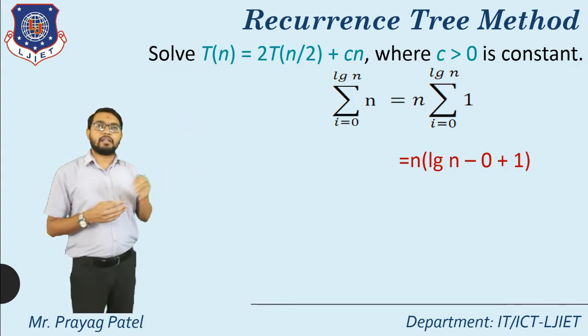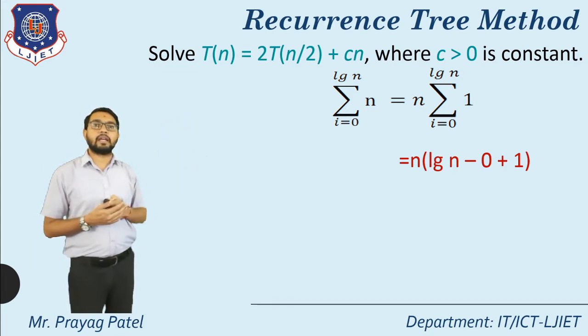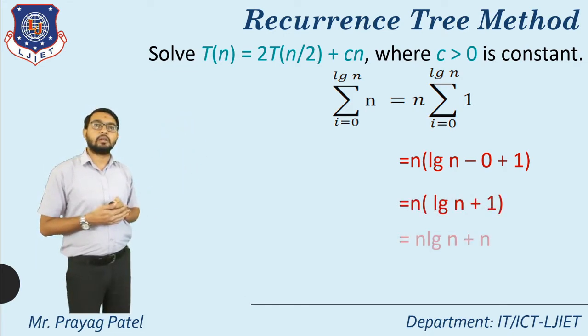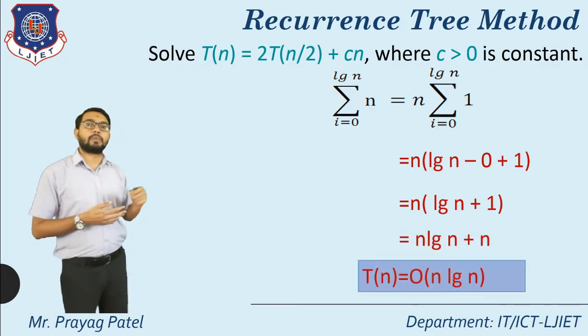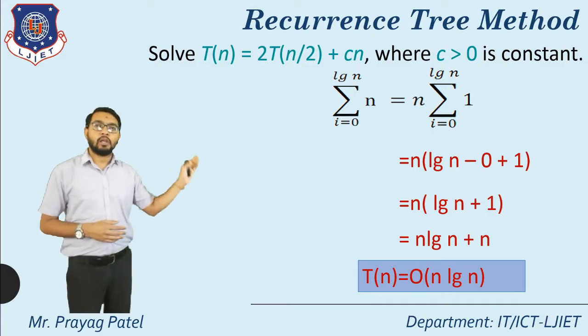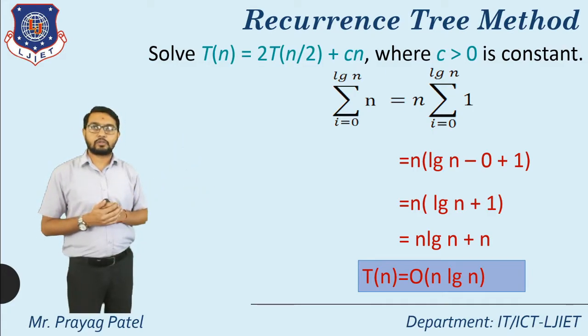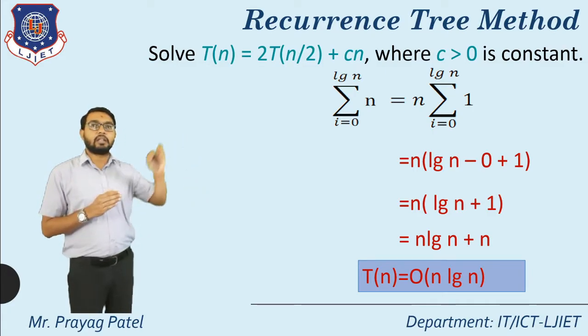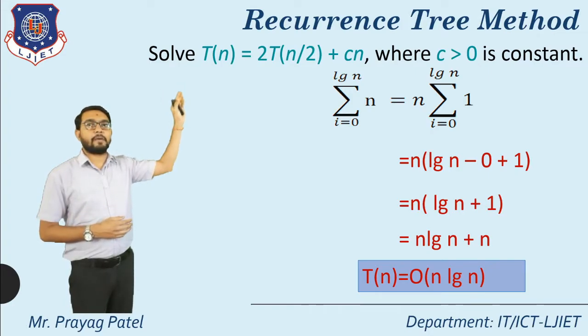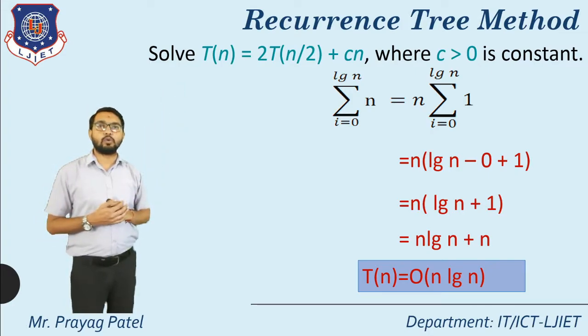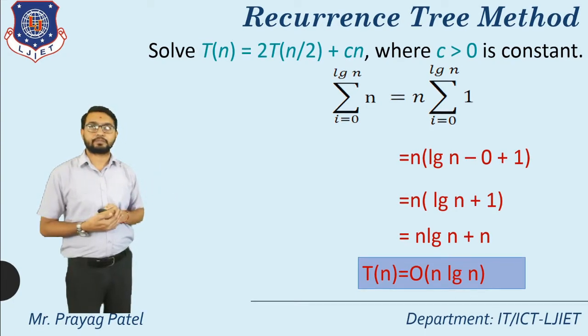Same way we can solve this equation: N into log N minus 0 plus 1, then N log N plus 1, then N log N plus N. So the final complexity T of N equals big O of N log N. So this is the complexity for the given recurrence relation, T of N equals 2T of N by 2 plus C into N, according to the recurrence tree method.